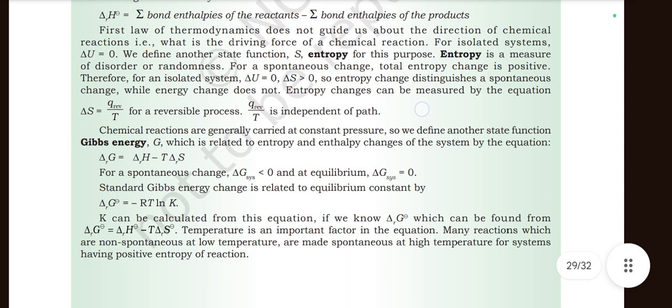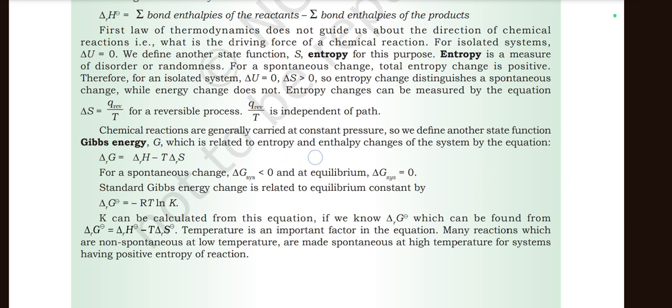The first law of thermodynamics does not guide us about the direction of chemical reactions. What is the driving force of a chemical reaction? For an isolated system, we define another state function, entropy, for this purpose. Entropy is a measure of disorder or randomness. For a spontaneous reaction, the total entropy change is positive. Therefore, in an isolated system, entropy change distinguishes a spontaneous change while energy change does not. Entropy changes can be measured by the equation.